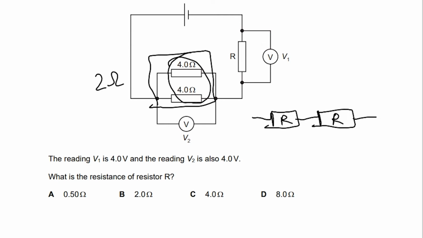Same is the case with this. The reading V1 is 4 volt and the reading V2 is also 4 volt, which means that the potential difference across them is equal. If the potential difference is equal, the resistance must also be equal, since this is similar to a potential divider circuit, which means that this R must be equal to 2 ohm. So B is our answer. The rest are incorrect.